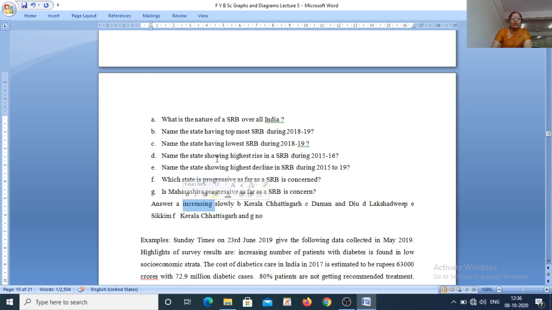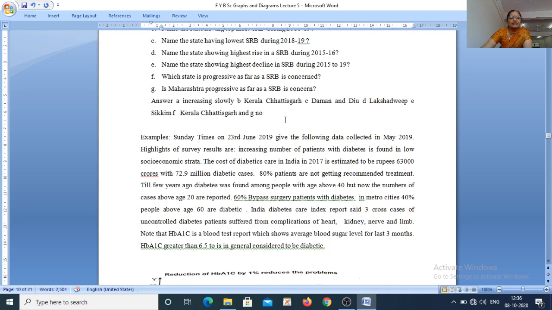Name the state having lowest sex ratio at birth during the period 18-19. So they are Diu and Daman. Such types of questions you can answer using your graphs and diagrams. So this is also your exercise.